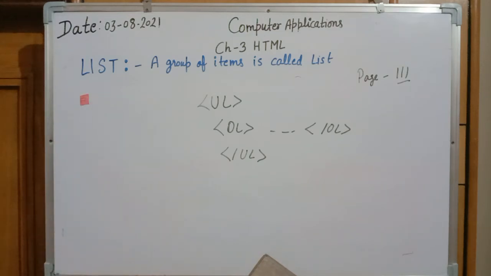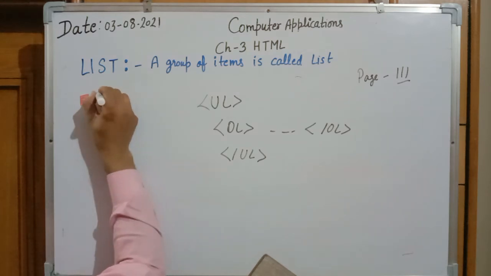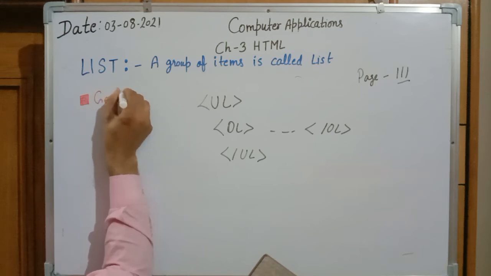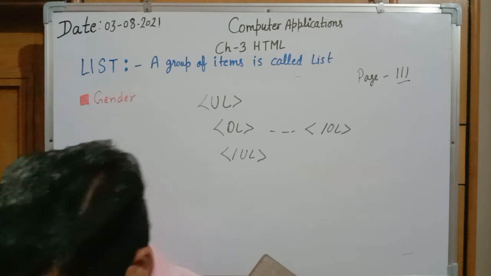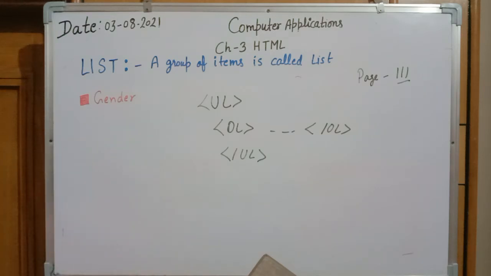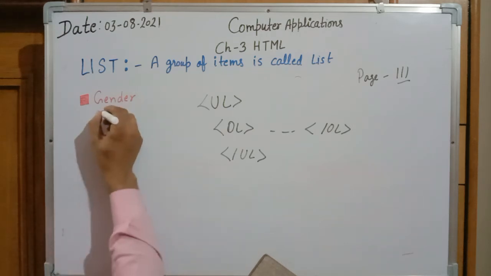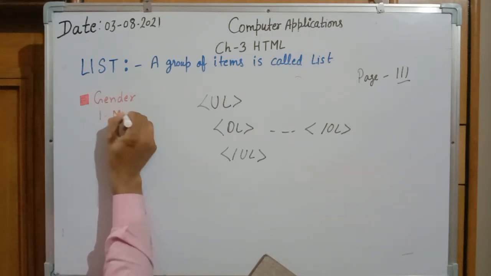Afterward, what they have written, list item is gender, that is bold, so it will be written as gender in bold form. After writing, they have started an ordered list. It means in the unordered list they have started the ordered list. And the type of ordered list they have not mentioned. That's why by default it will be of 1, 2, 3 sequence.